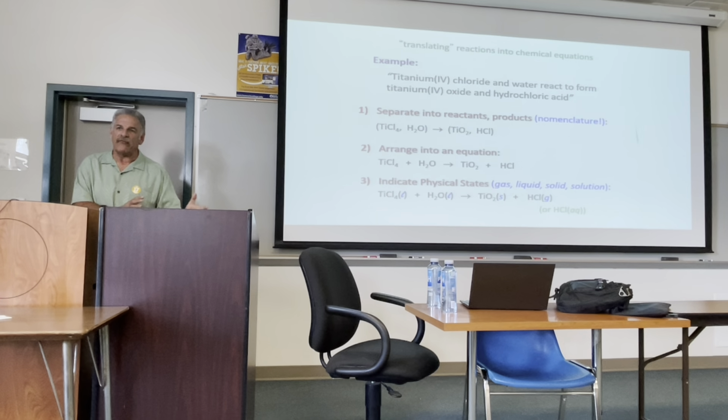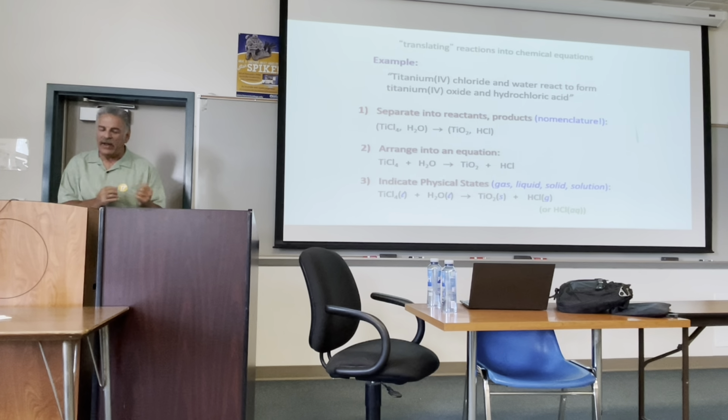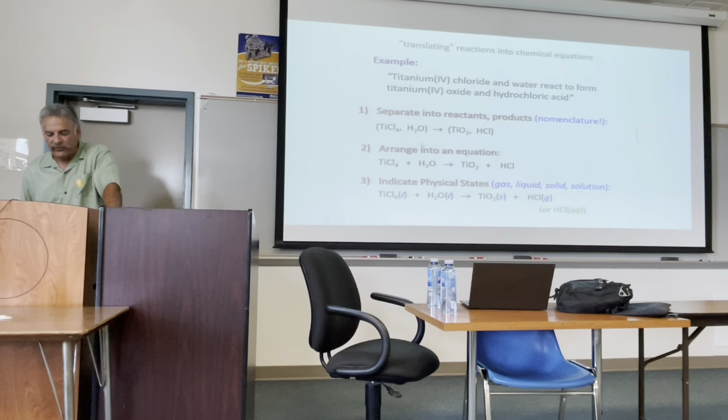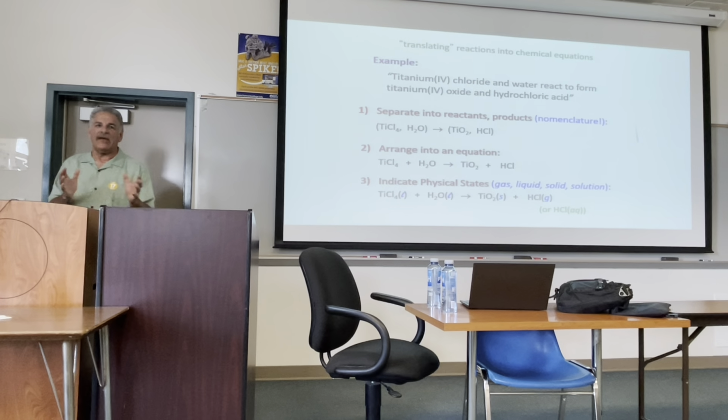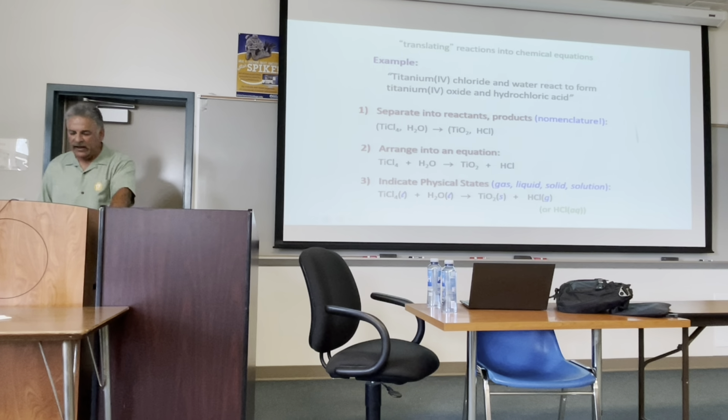We did that. We're going to separate it into reactants and products. Of course, the reactants come first. That's what we're looking at. And then we have to find the stoichiometric ratio for each one, and we're going to arrange them into an equation. So we separate into reactants and products, we arrange into an equation, and then we indicate the physical states if we can. Now, to me, the physical states aren't as important as understanding what's reacting, because you can change the physical states in a reaction to suit your needs by changing the temperature or the heat, or you can add a catalyst.